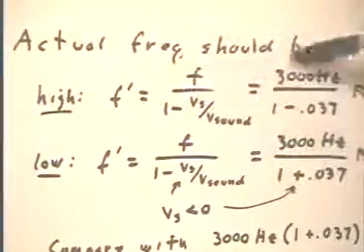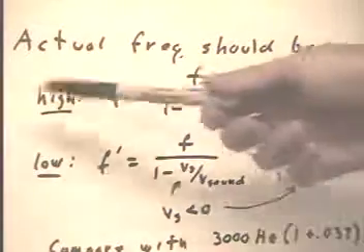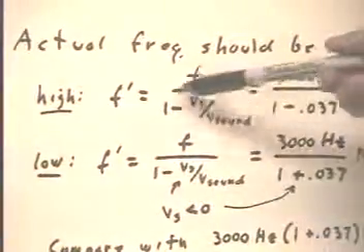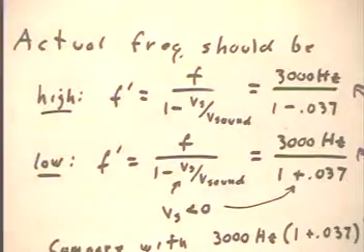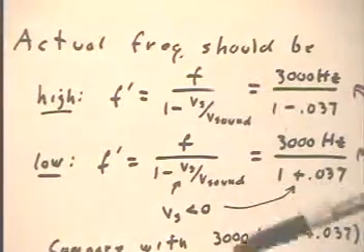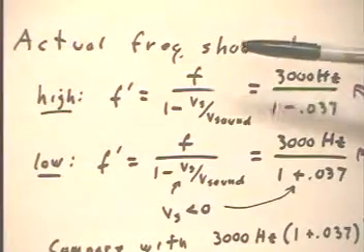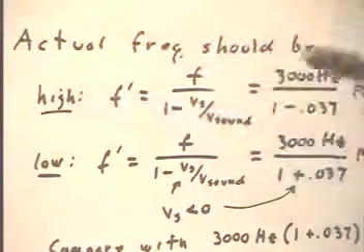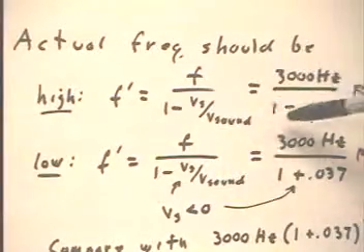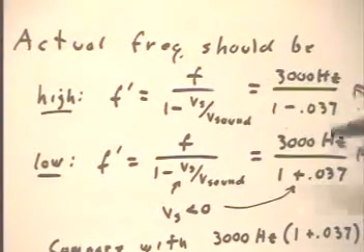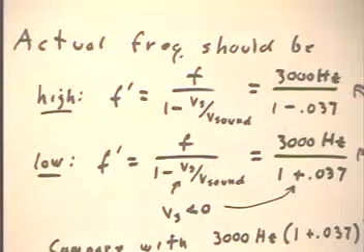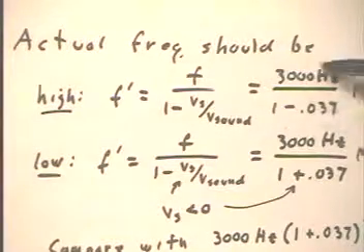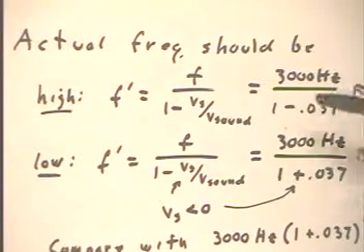So our actual frequencies should be as follows. The high frequency should be f prime equals f over 1 minus vs over v sound, where vs is positive. Vs positive means that the source is moving toward the observer. So that's going to give us 1 minus 0.037 in the denominator. 3,000 hertz over 1 minus 0.037 really turns out to be close to 3,000 hertz times 1 plus 0.037, which is what we used in our original estimate.